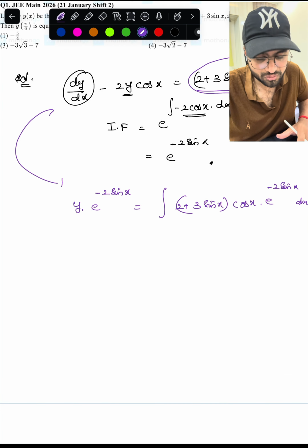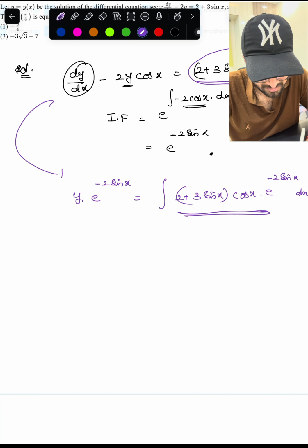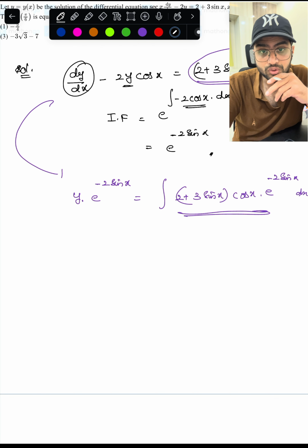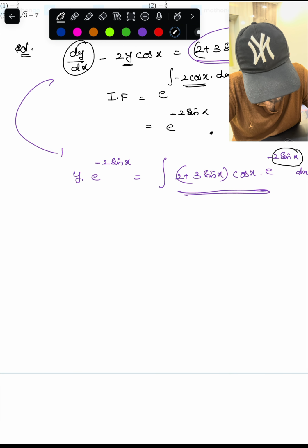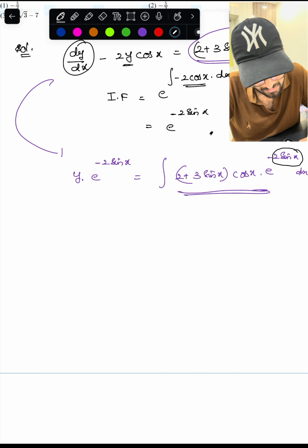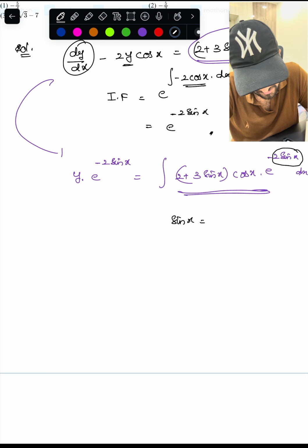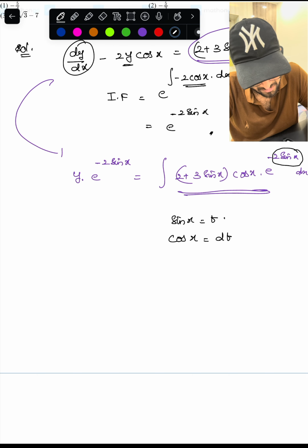Now all we want to do is evaluate this particular integral, right? To solve this integral, what I can see here is I can substitute sin x as t. So if I take sin x as t, cos x dx will be dt, right?